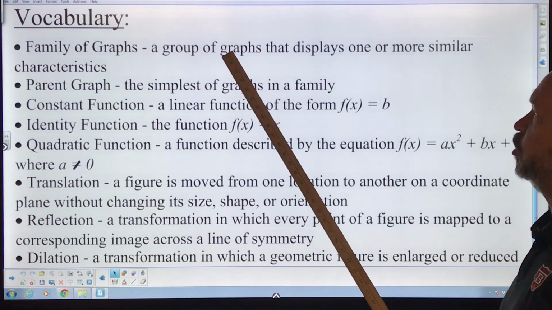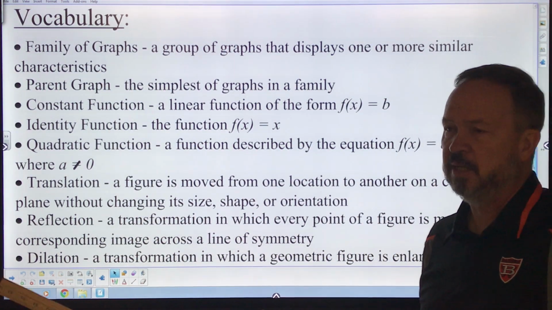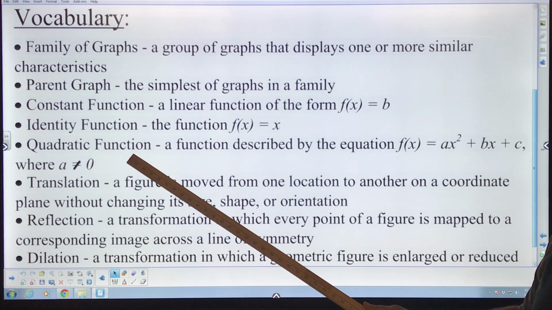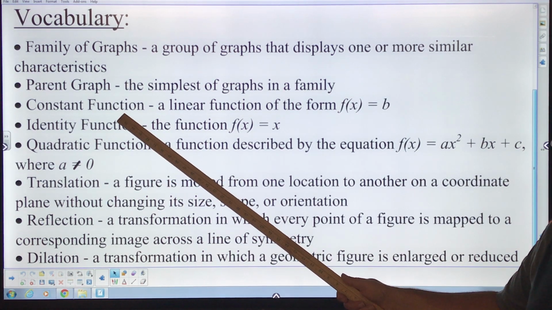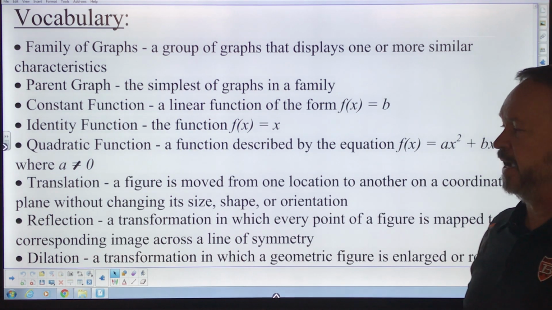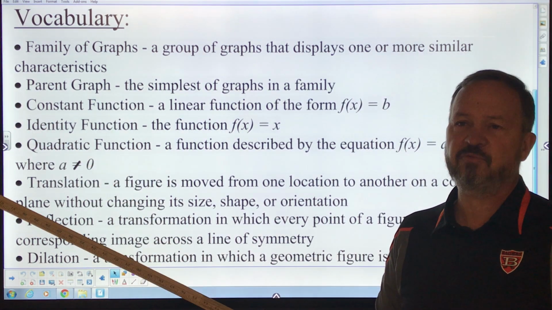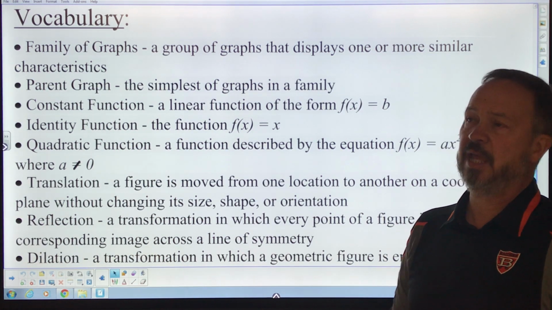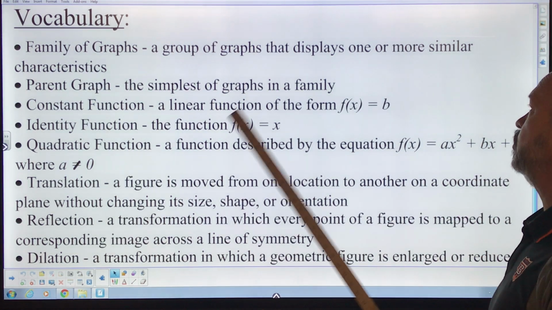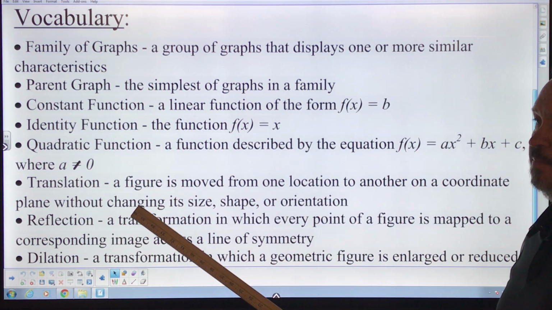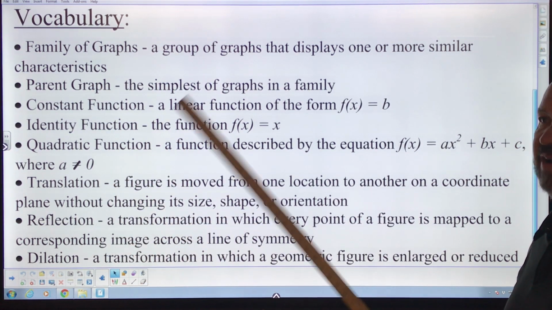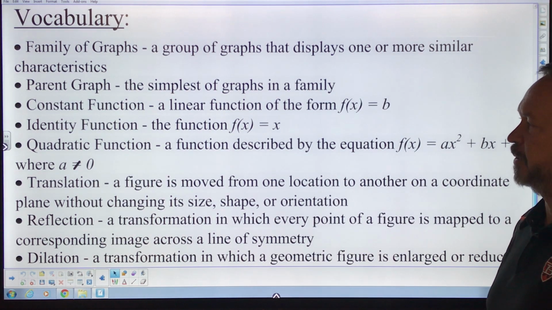But a family of graphs, or a group of graphs, displays one or more similar characteristics, like lines. You can see we have the quadratic function, which is a parabola. We have the constant function, which is linear. We have the identity function, which is also linear. But we have the absolute value function, which is V-shaped, and so on. And we will see square root functions, exponential functions, and they all have certain characteristics that they share. And they may be thinner, they may be taller, they may be a variety of things, go up faster, go down slower, just many things that can happen.